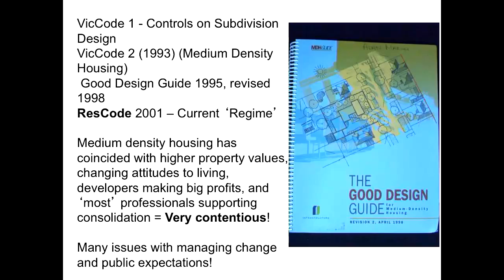I've probably said all this before. So medium density housing was coinciding with higher property values, changing attitudes, big profits for developers. It was the birth of a whole new industry in the planning sector, the property sector, building. All of a sudden local government had a whole lot more work to do. So a lot of change occurred through this modification of the ways that we would live in housing in Australian cities.